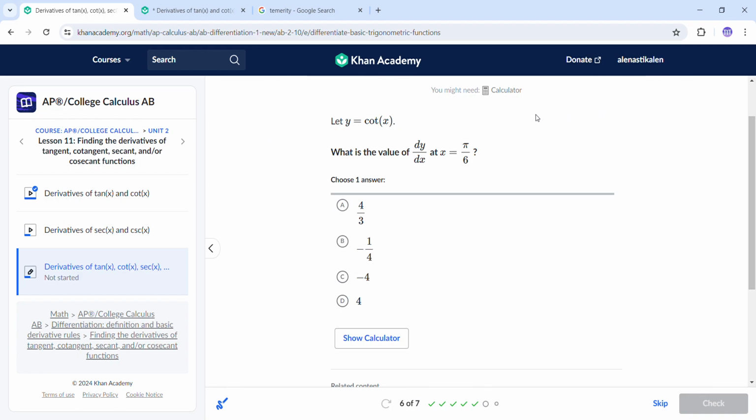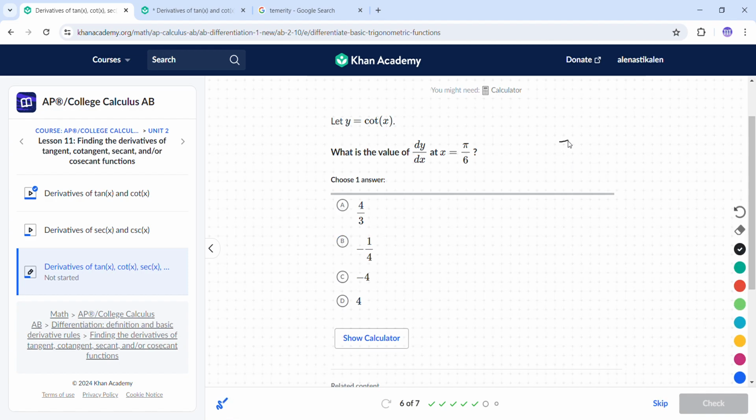Okay, 2 more to go. The derivative of this is just going to be 1 over sine, this, pi over 6. For sine, it's just going to be 1 over 2. And then there's 2 of those, which you have to multiply by one another. So that's just going to be, what, 1 over 4, the negative sign here, that's just going to be a negative 4.